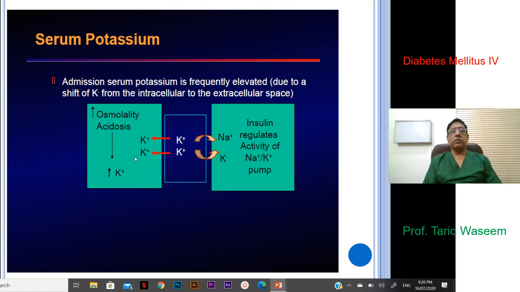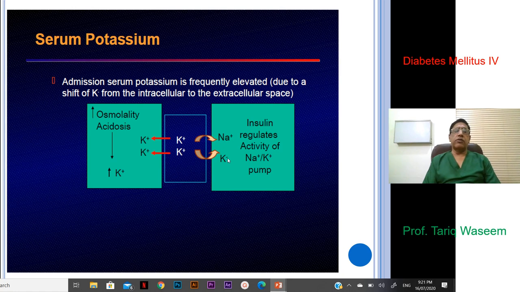Potassium: there is a potassium regulator in the kidney, where potassium is exchanged for sodium. Because of increased loss of sodium, potassium is also lost, and the patients are usually hypokalemic. But later on, this dehydration and the shift of fluid may lead to some degree of hyperkalemia.